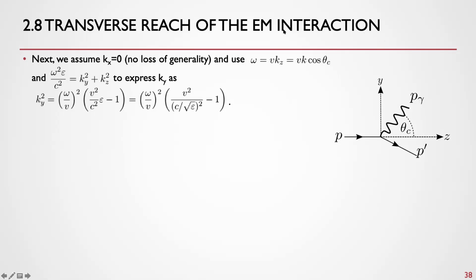of this electric field in the electromagnetic interaction. Now, let's assume that the wave number has no component in the x direction. This is not a loss of generality. So we are again in a situation like here, we just put our coordinate system y at the top and z to the right.